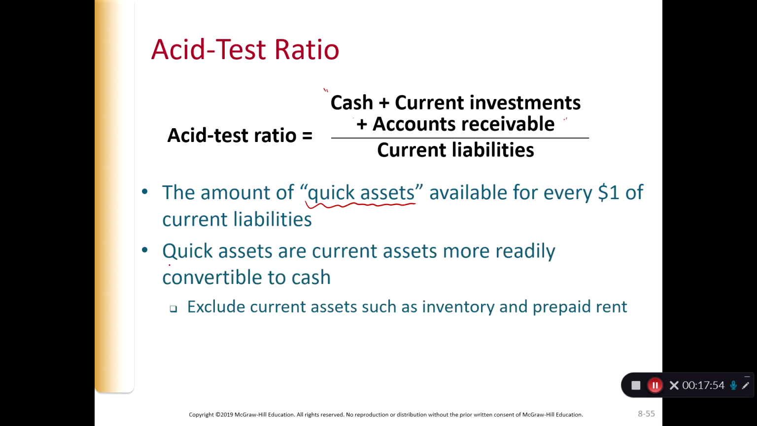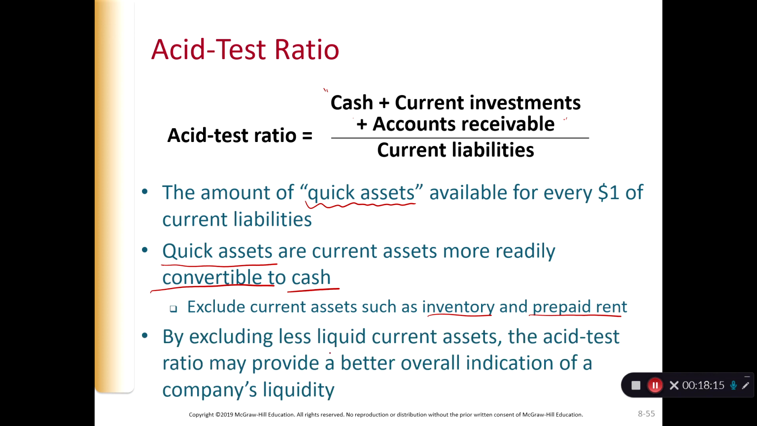So what is a quick asset? Quick assets are the current assets that are more rapidly converted to cash. So we exclude from the current assets items such as inventory and prepaid rent. These items are relatively slower to convert into cash. So by excluding less liquid current assets, the acid test ratio may provide a better overall indication of the company's liquidity.